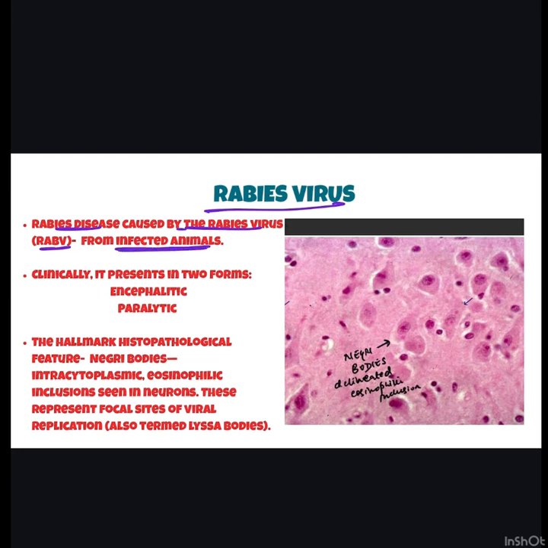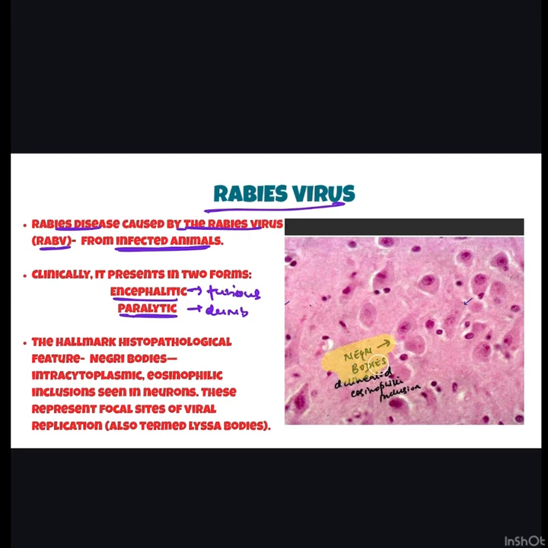So clinically, it presents in two important forms. First is the encephalitic form and the other is the paralytic form. So encephalitic is also called the furious form, and paralytic is called the dumb form. The hallmark histopathological feature of the rabies virus is called Negri bodies.